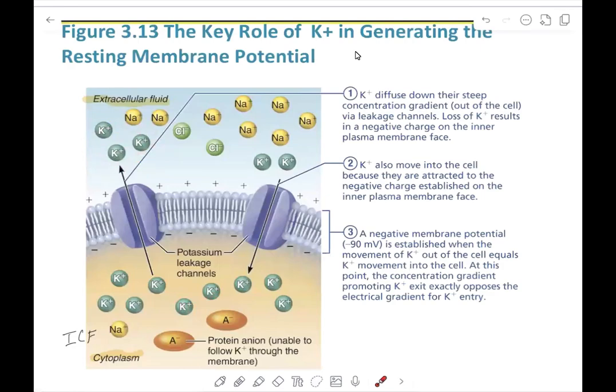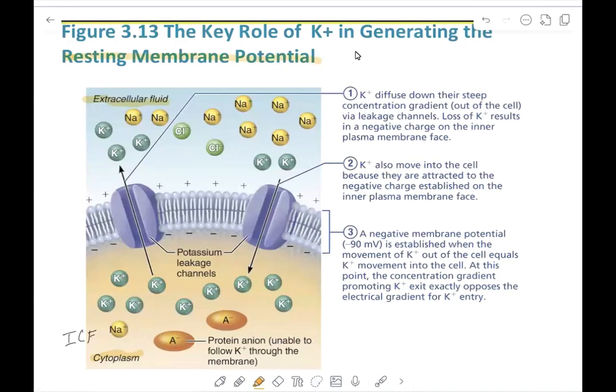Another significant difference is that there are protein anions, which are usually in the form of amino acids, on the intracellular fluid side, and none on the extracellular fluid side. The reason this is so important is that it sets up a chemical gradient. So there's a concentration gradient, which has already been discussed, plus there's an electrical gradient. And this electrical gradient sets up what's called a resting membrane potential.